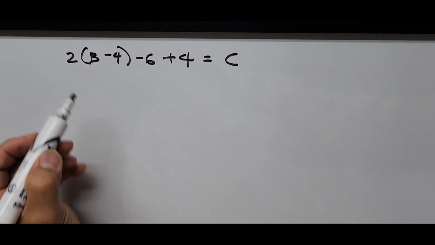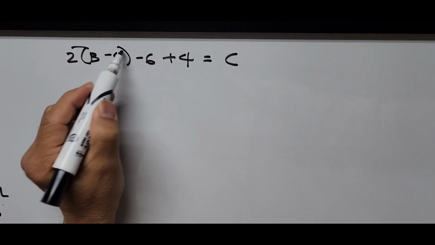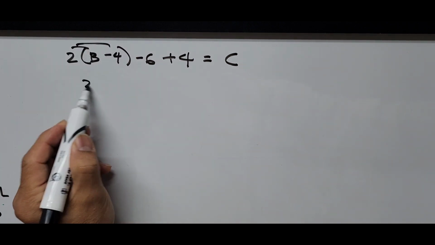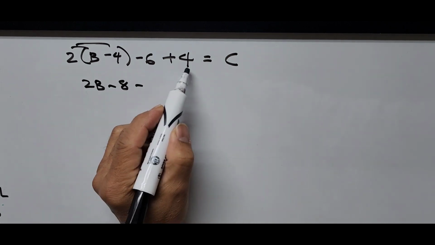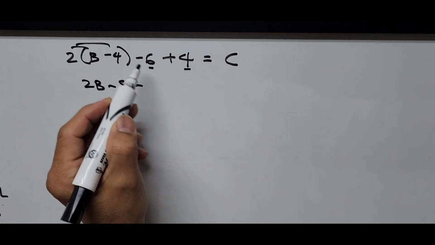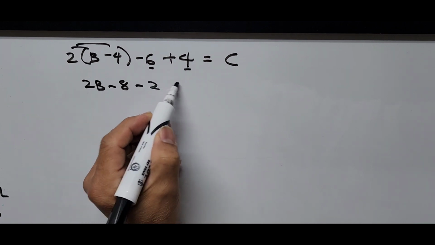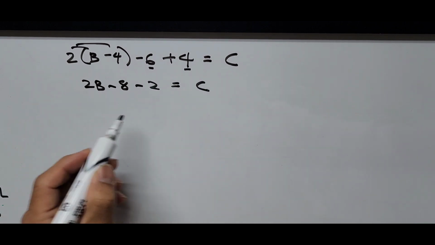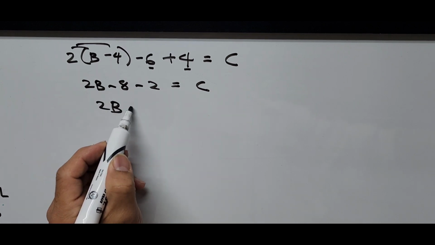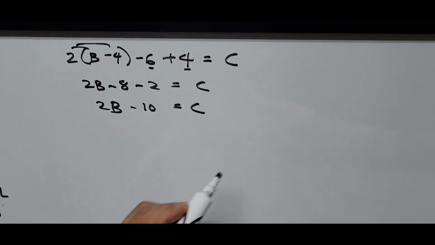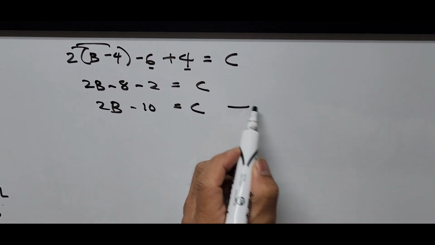Simplify the equation. This is now distribute 2, so that is 2b minus 8 minus positive 4, negative 6, that's negative 2, equals c. Simplify it further, 2b, this is minus 2 minus 8, minus 10, equals c. And we call this equation 2.